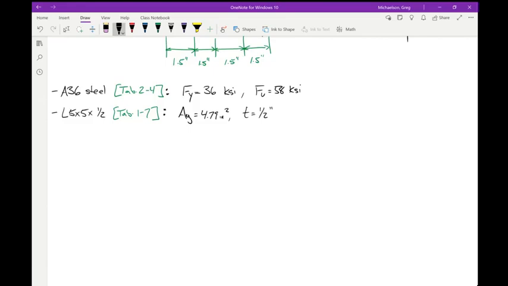Okay, so with any tension member problem, if all you're considering is gross section yielding and net section fracture, the two challenges are to compute the net area and to compute the shear lag factor. If you get that, you've got everything else. So let's start off with the net area.